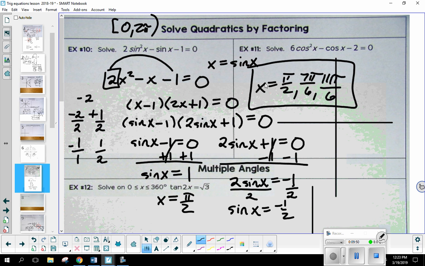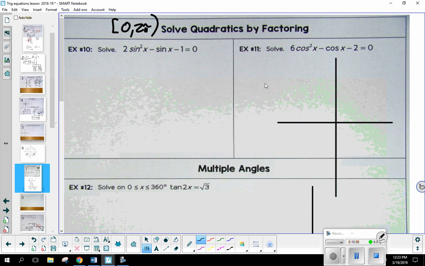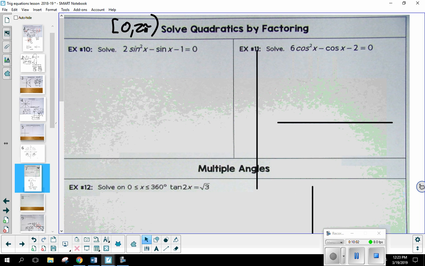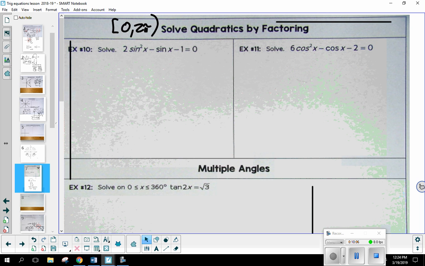6 cosine squared of x minus cosine of x minus 2 equals 0. Okay. So let me go ahead and get rid of all this right here. In fact, we don't need this, and we don't need that. Okay. All right, so let's run through. Did you guys want to go ahead and try factoring this on your own just for practice? Let me go ahead and give you a minute.